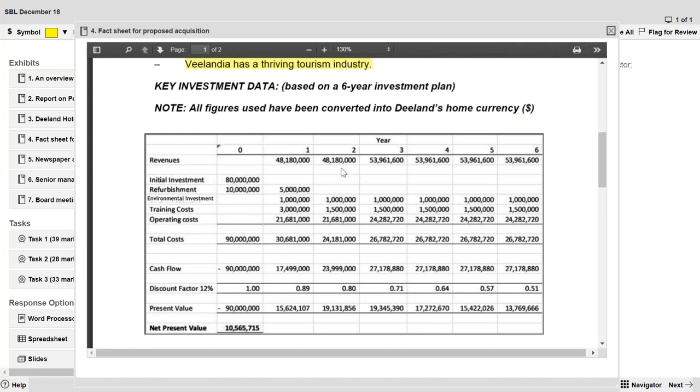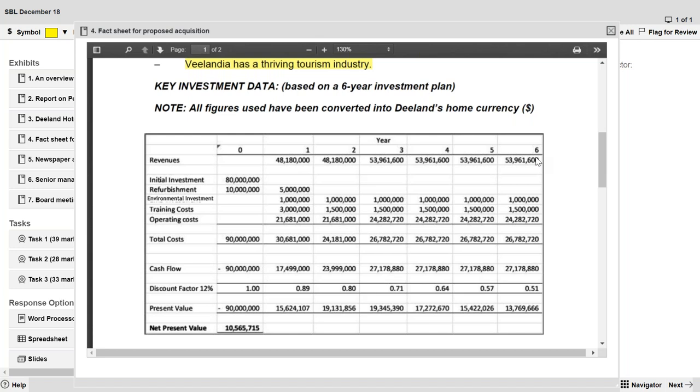Right. So I can immediately see on the revenues, the first year is 48 million. Second year is 48 million, the same or constant. And then suddenly in year 3 it becomes 53 million, and then it stays the same for the next 6 years. This seems very unrealistic to me. How can a hotel have the same revenues in the first 2 years and then exactly identical revenues from year 3 to year 6? How is that possible?